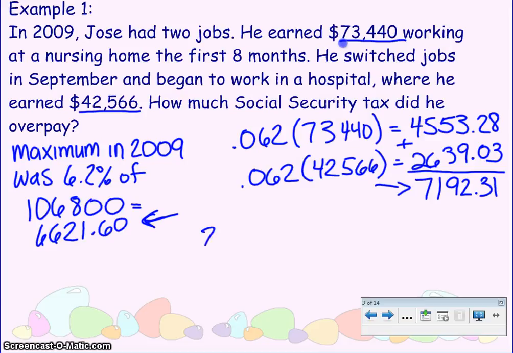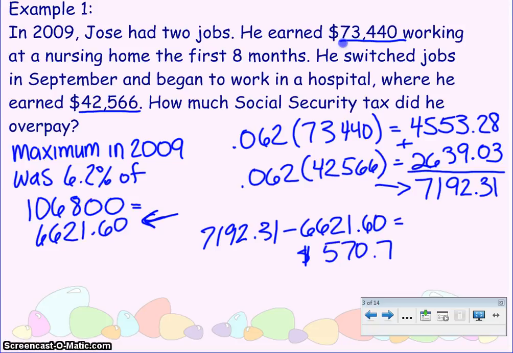And the question is asking how much he paid over. So if we take what he paid and subtract the maximum that should have been taken out, we find that he overpaid by an amount of $570.71. To get that back, there's a line on our 1040A form where he has to list that as an overpayment of FICA or Social Security tax, and he will get that refunded to him.